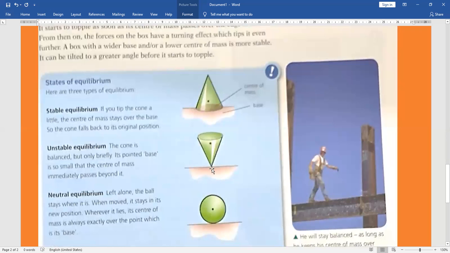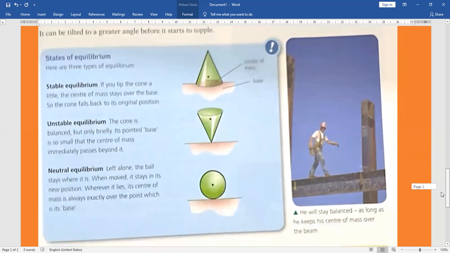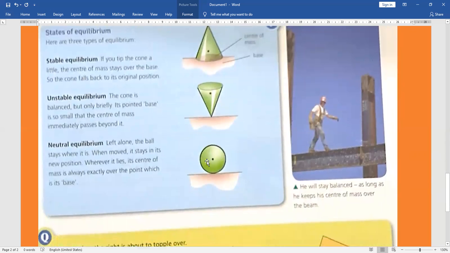Now in the second figure, the cone is standing on its sharp edge. If you give it a small tilt, it is more likely that it will not come back to its original position. That is called unstable equilibrium. And the third one is neutral equilibrium.